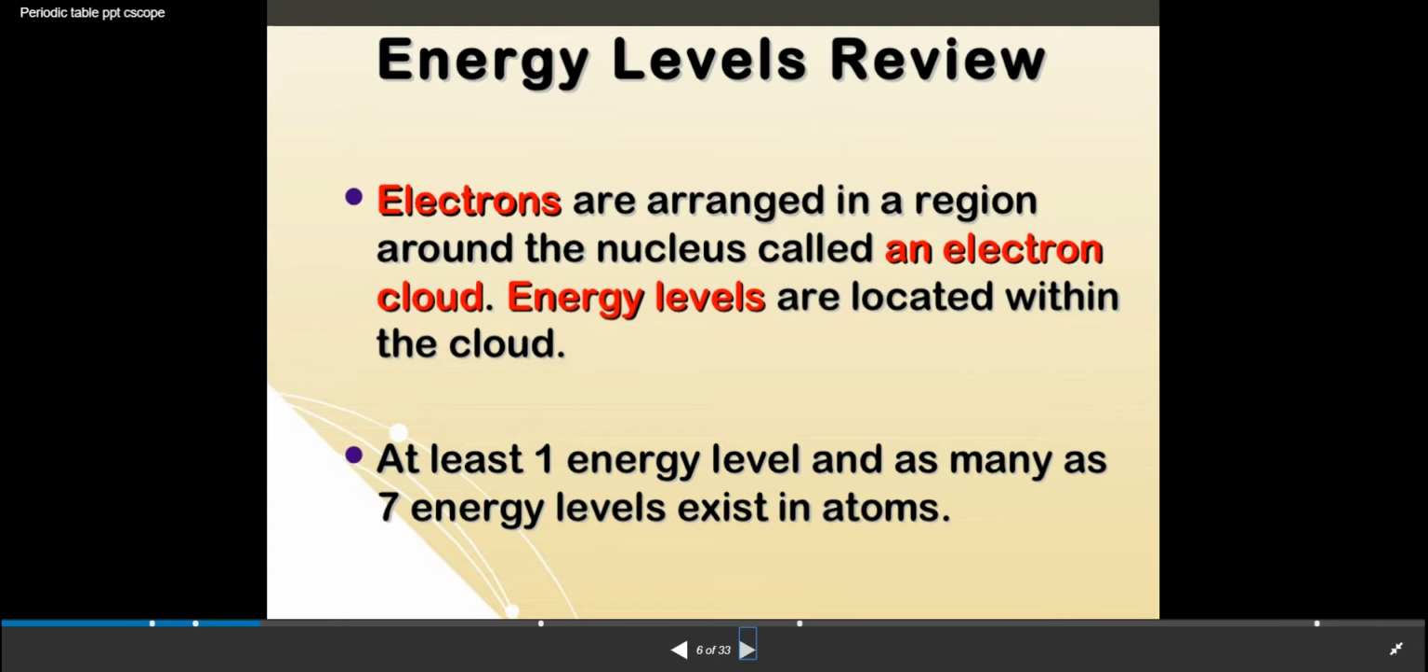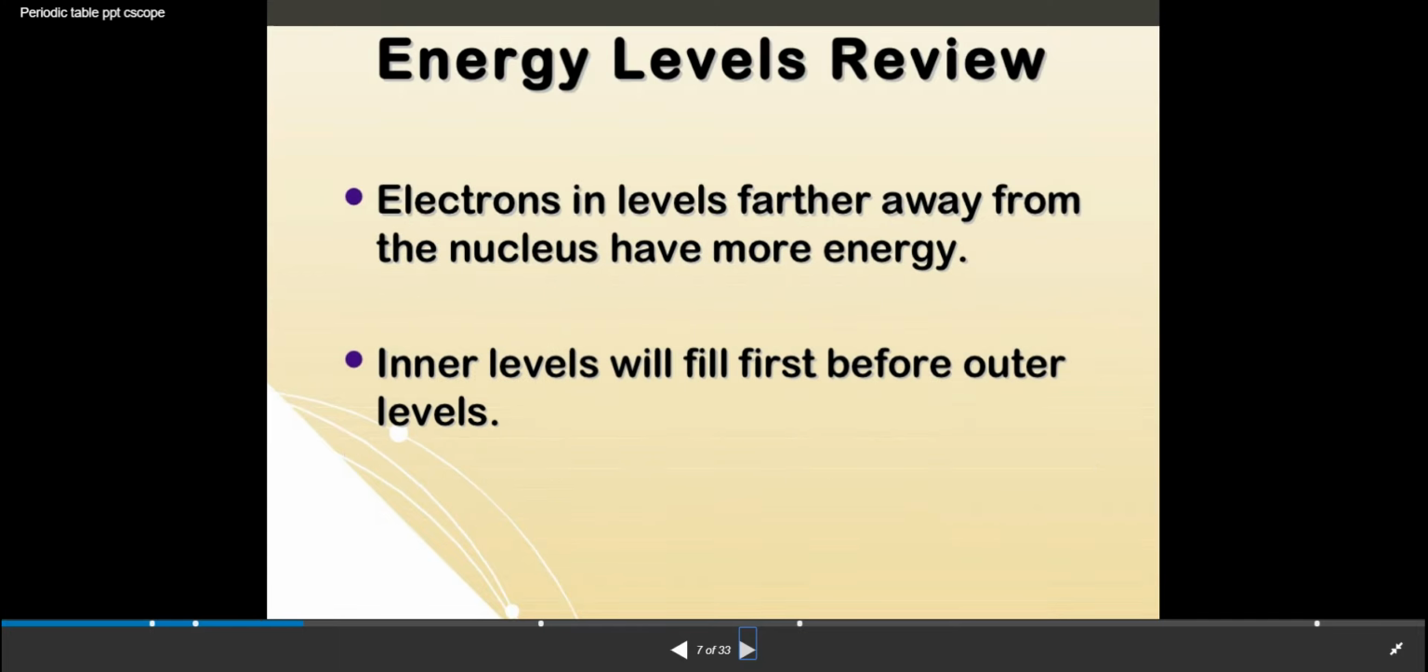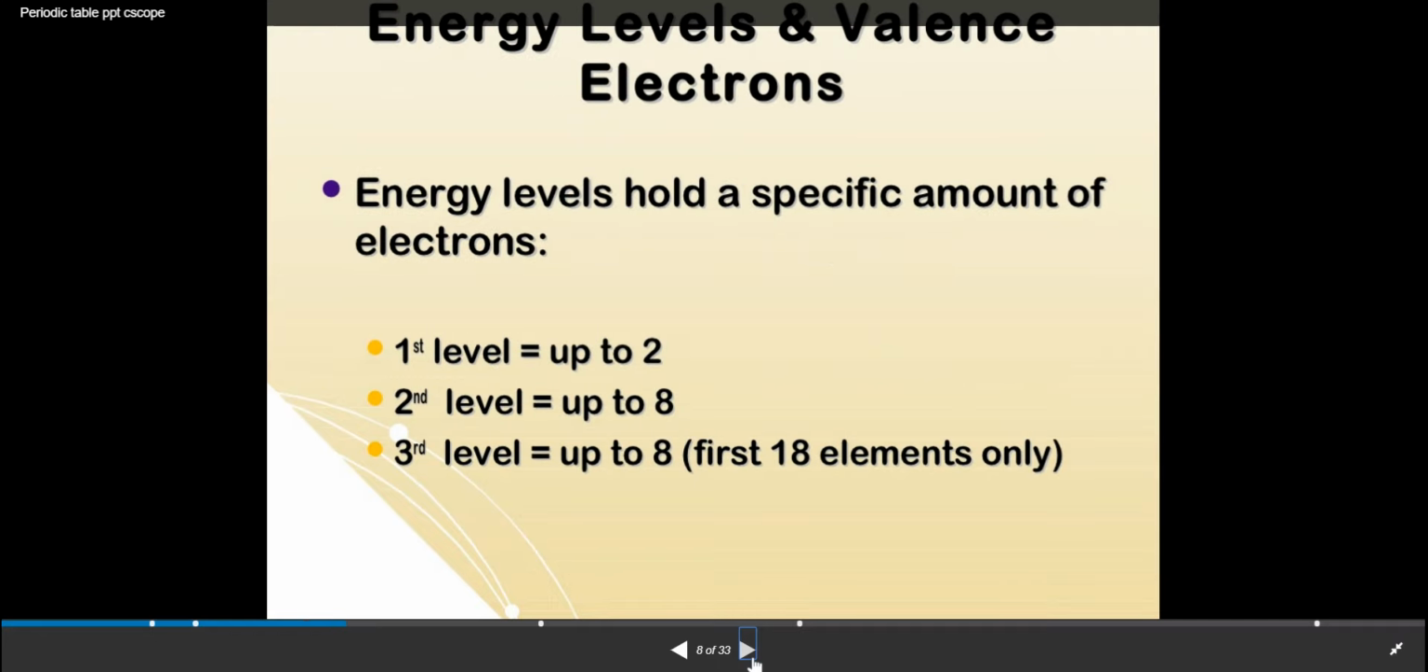Electrons are arranged in the region around the nucleus called an electron cloud, and these energy levels are located within that cloud. There is at least one energy level, and there can be up to at least 7. Electrons in levels farther away from the nucleus have more energy, and the inner levels will fill first before you go to the outer levels. And we talked about that. Remember, the first level has up to 2, the second level has up to 8, and the third level has up to 8. But remember, we talked about this being only for the first 18 elements.